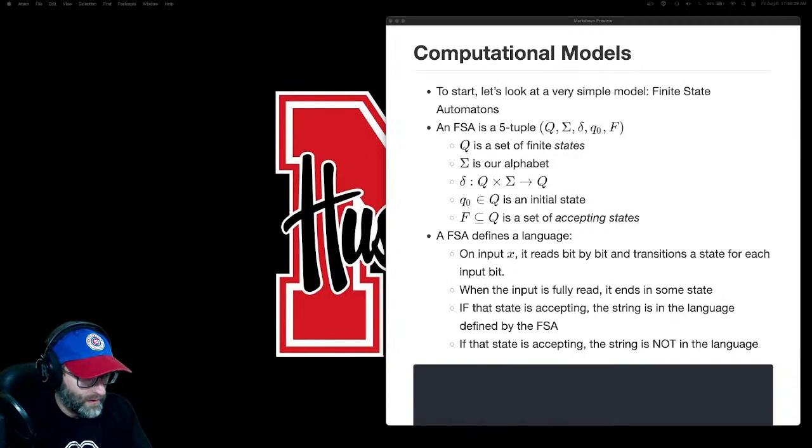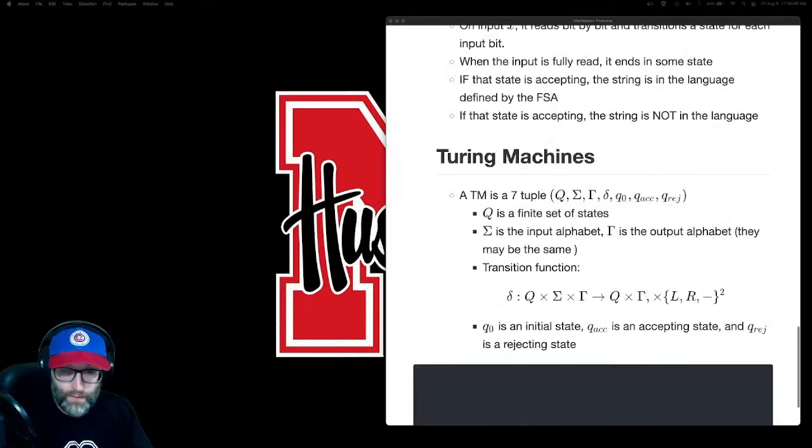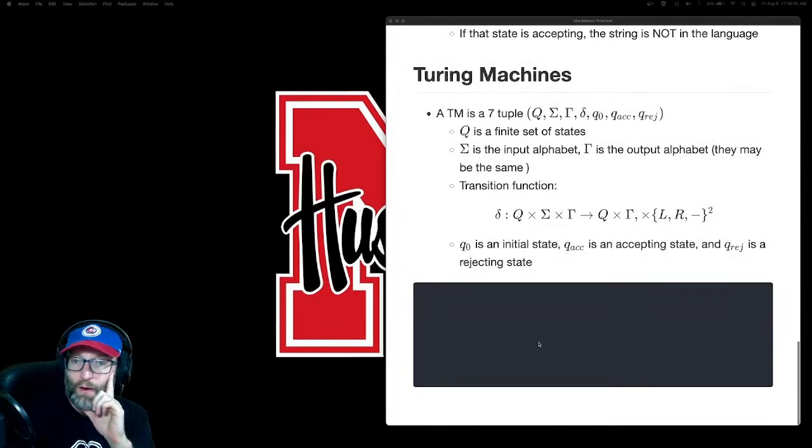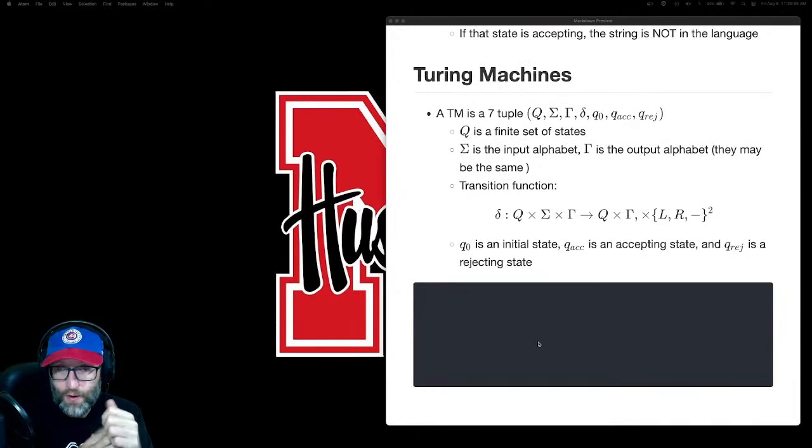So, well, let's talk about Turing machines now. And again, I'm going to cut and paste this because I don't want to write all the math again. There we go. So, a Turing machine, or TM for short, is a 7-tuple. So it's implicitly we have more.